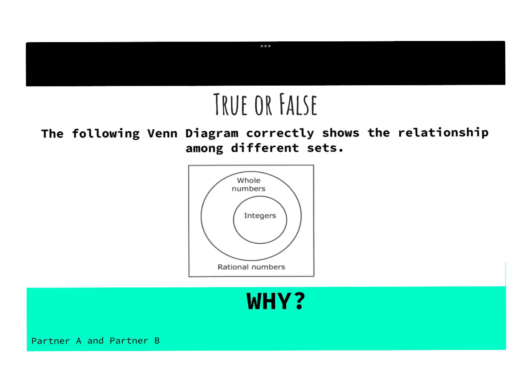All right, true or false? The following Venn diagram correctly shows the relationship among different sets. So take a look at the diagram, and the diagram shows you that here's the space for all rational numbers. That's here, the biggest group. And then it says its next biggest group is whole numbers, followed by the most specific group, which is integers. Is that true? Well, we said that integers are actually whole numbers and their opposites. So really integers need to be out here, and then whole numbers need to be inside. So that is false.